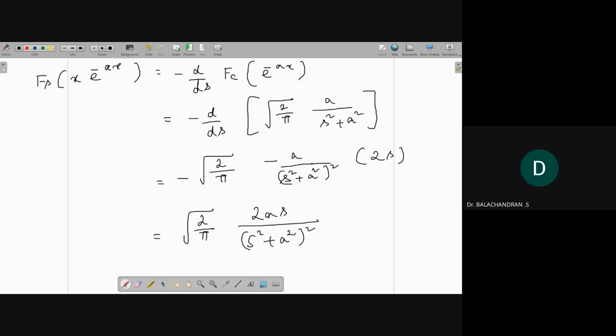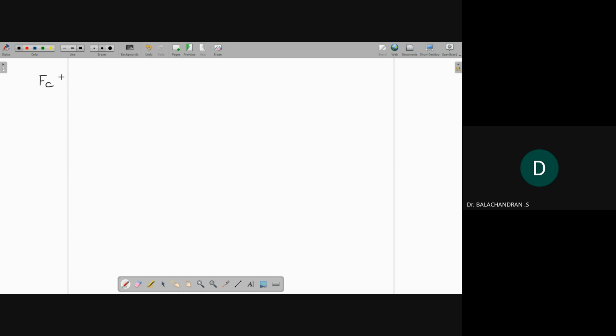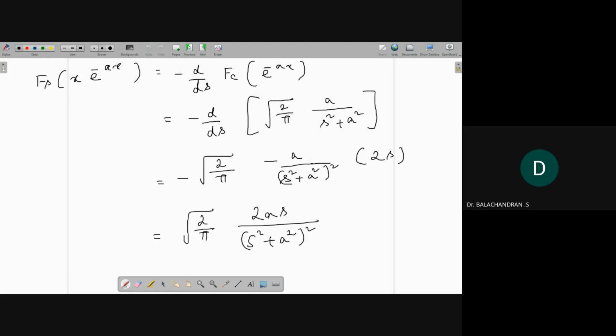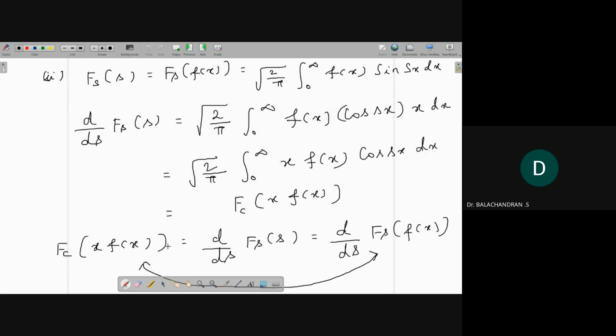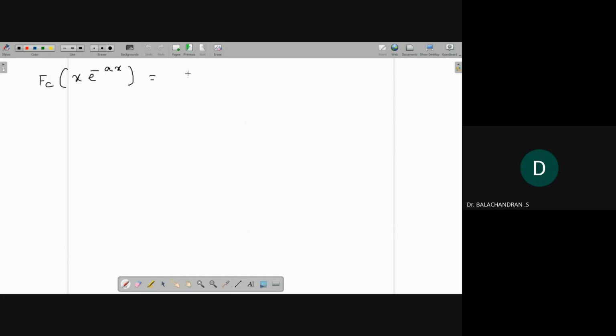Similarly, the Fourier cosine transform of x into e power minus ax. Again, I'm going to use the result: Fc of x into f of x is d by ds of Fs of f of x. Here f of x is e power minus ax, which is equal to d by ds of Fs of e power minus ax, that is root 2 by pi.